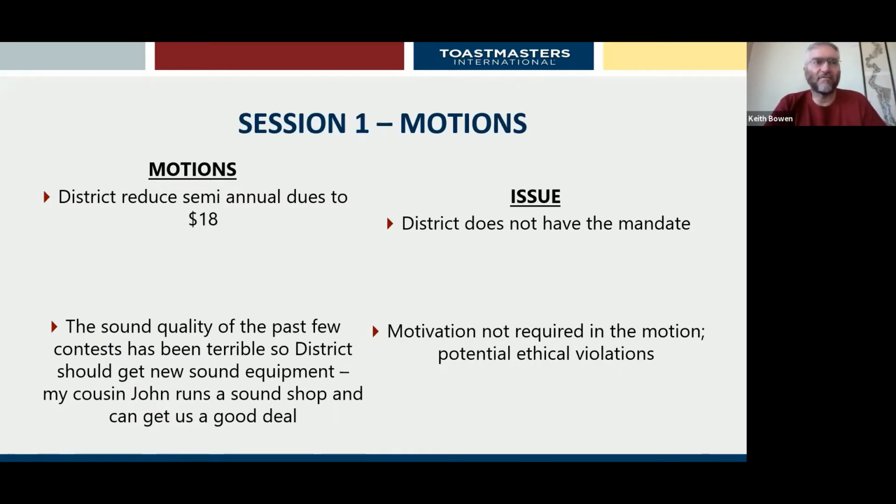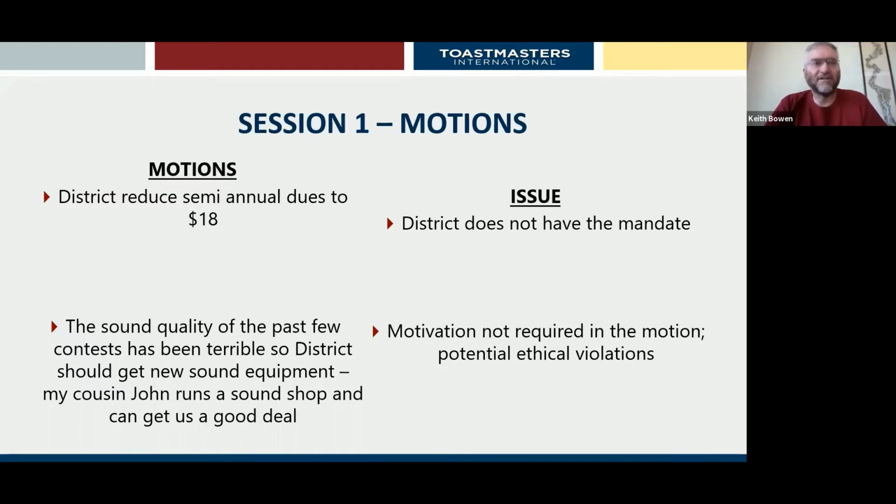And then, as I was talking about earlier, we now have a motion that says, "The sound quality of the past few district contests has been terrible, so district should get new sound equipment. My cousin John runs a sound shop and can get us a good deal." That is just a bad motion on so many levels. Firstly, you don't need the motivation. We don't need to talk about the sound quality of the past few meetings. The gist is "district should get new sound equipment," or "district shall procure sound equipment."